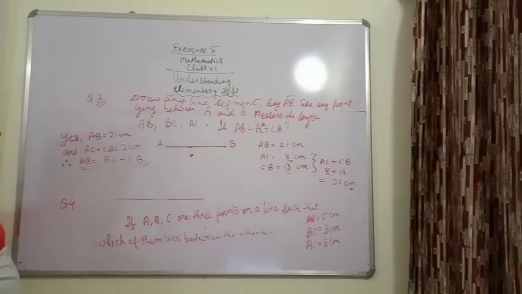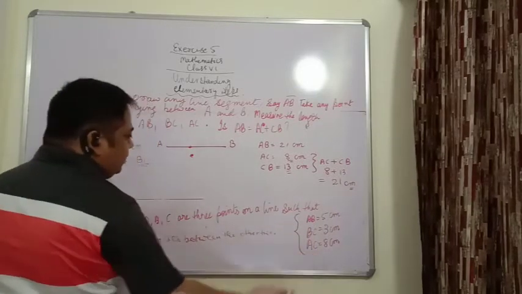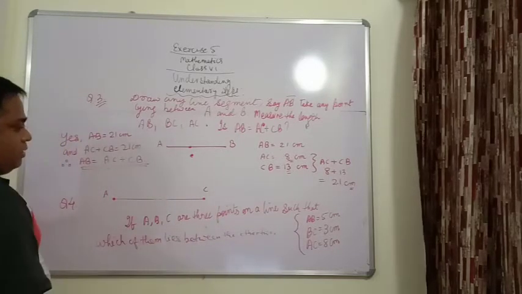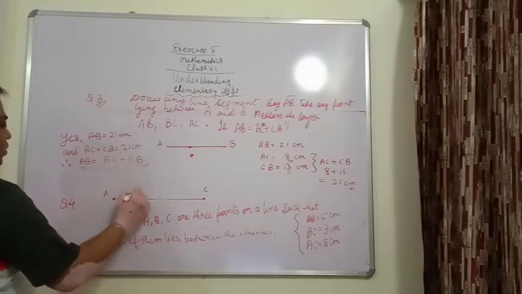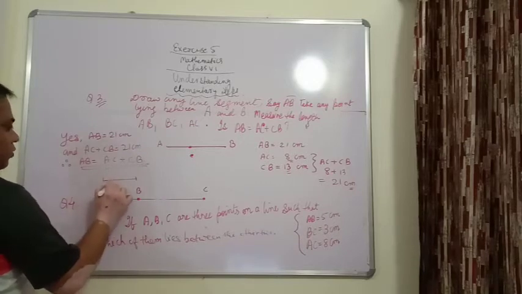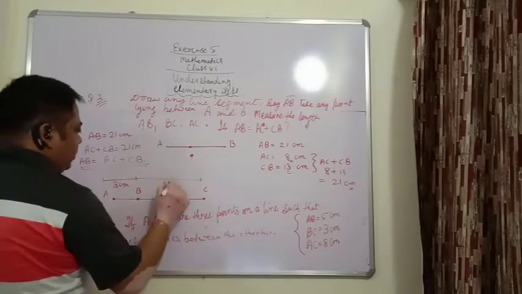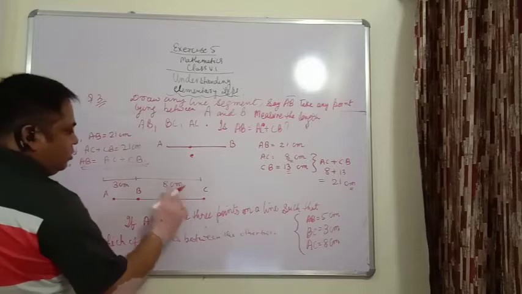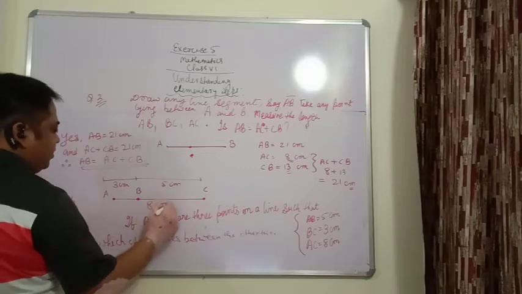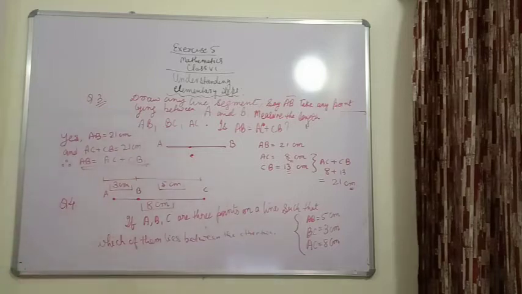Those who can do it, they will find easy. Those who cannot do it, for them, understand it like this. The biggest line is AC equal to 8 centimeter. So take A and C as the end points. Obviously B will be somewhere in between. So this is B. So this much part will be equal to 3 centimeter and this much part will be equal to 5 centimeter. And together it will be equal to 8 centimeter. So you can draw this and you can show.